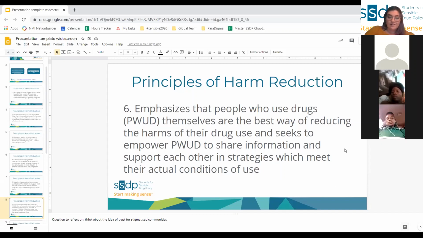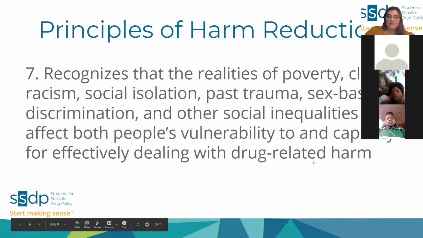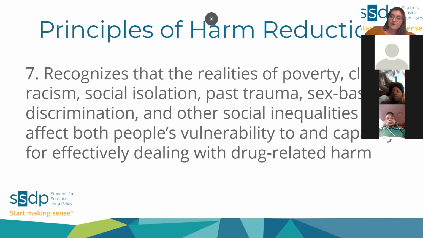All right. Let's go into the seventh principle. Harm reduction recognizes the realities of poverty, class, racism, social isolation, past trauma, sex-based discrimination, and other inequalities. We recognize that this affects both people's vulnerability to and capacity for effectively dealing with drug-related harm. So I'll go into what that means and what we're trying to say here.